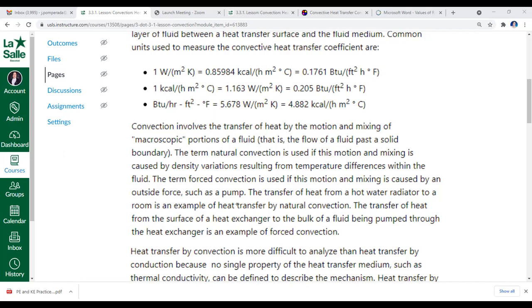So it's natural convection. Whereas the transfer of heat from the surface of a heat exchanger to the bulk of fluid being pumped, so take note of the word pump, through the heat exchanger is an example of forced convection. So we have two types of convection. We have the natural convection and we have the forced convection.